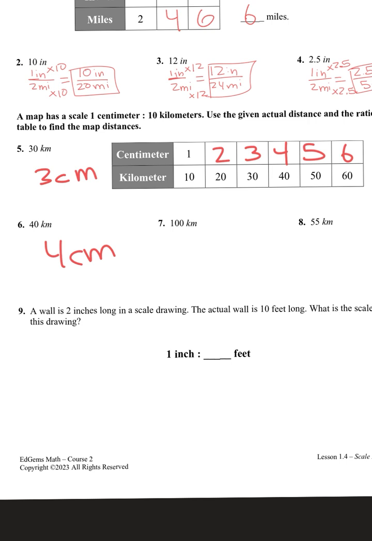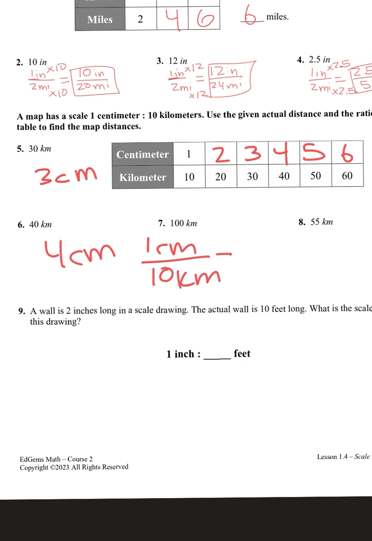Number 7, we've got 100 kilometers. How many centimeters on the map? According to our little map table, it doesn't extend out to 100 kilometers, but we can figure it out knowing what we know now. So let's go ahead and set it up. Our original map scale is 1 centimeter over 10 kilometers.